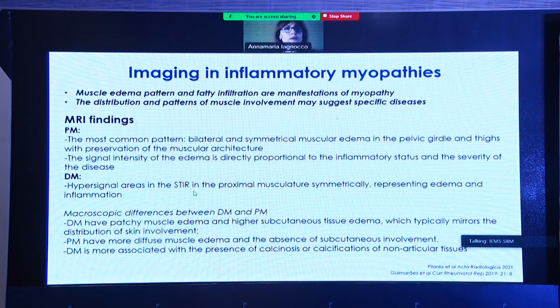So polymyositis and dermatomyositis show different muscular involvement with asymmetric pattern in different areas, and there are macroscopic differences between dermatomyositis and polymyositis. Dermatomyositis shows patchy muscle edema, and also higher subcutaneous tissue edema that typically mirrors the distribution of the skin involvement, while polymyositis has more diffuse muscular edema and the absence of subcutaneous involvement.